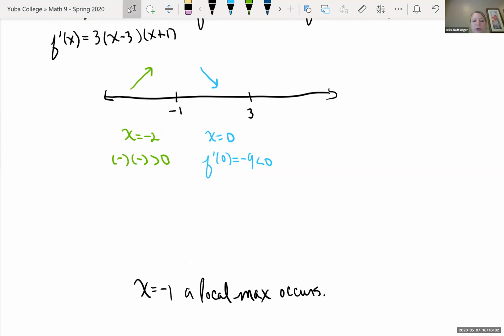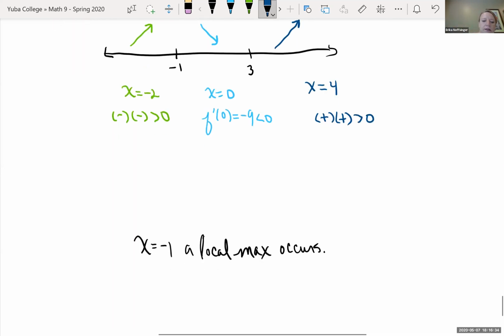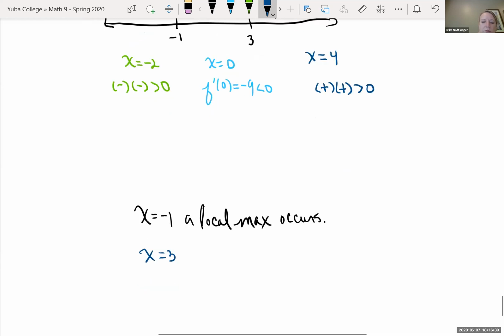So now choose a number to the right of 3. So how about x equals 4? I'm going to do this as positives and negatives again. So plugging into the derivative, 4 minus 3 is a positive number, all times 4 plus 1, which is a positive number. If we multiply two positive numbers together, we still get a positive number. And so this is increasing here. And so I can see that x equals 3 is a local minimum.